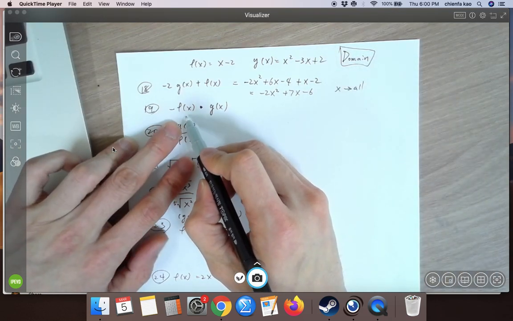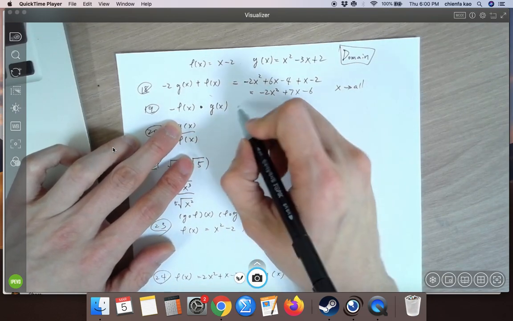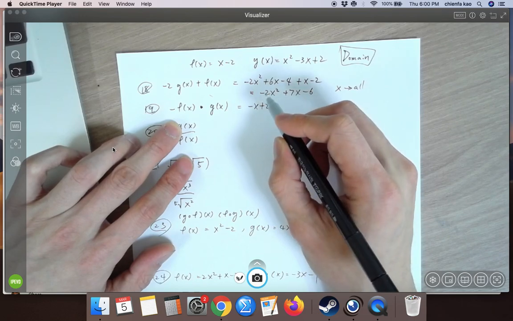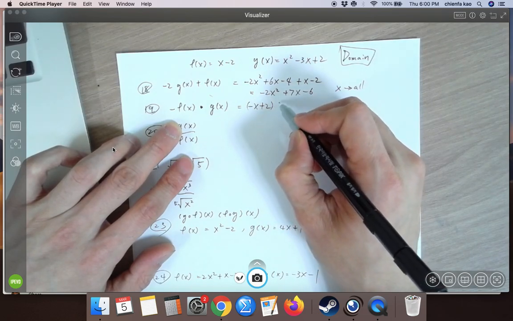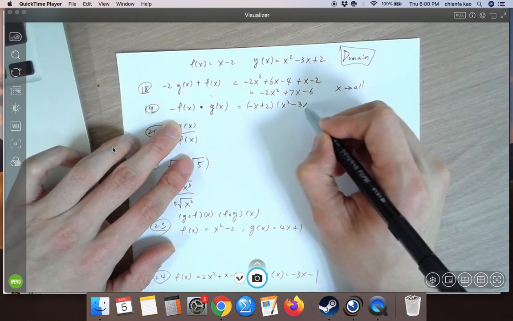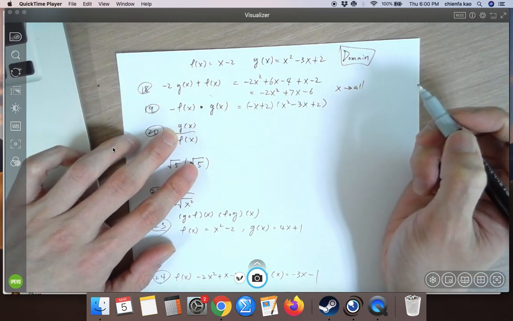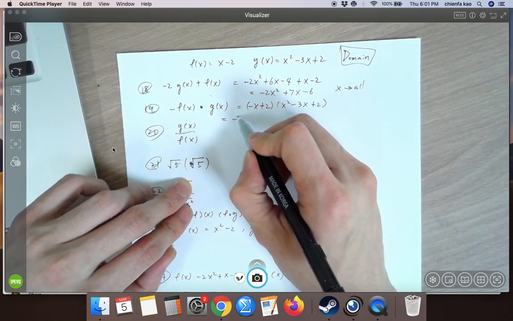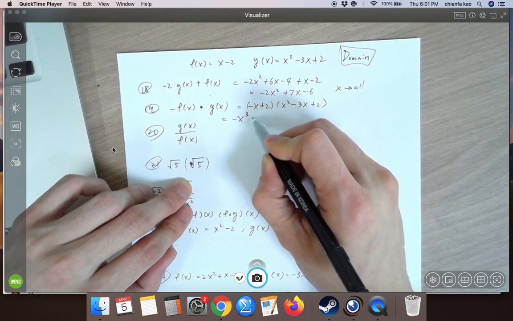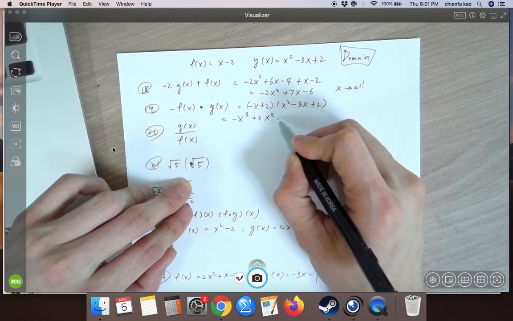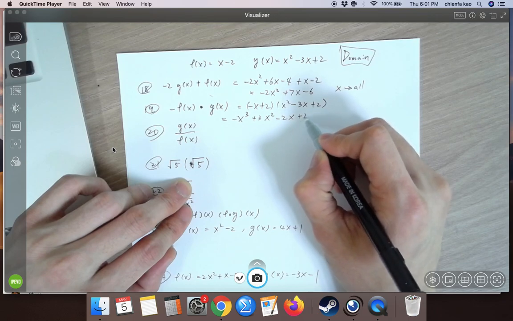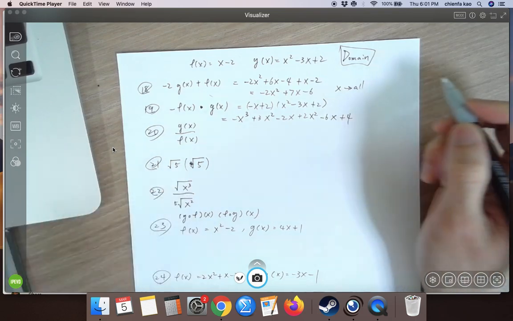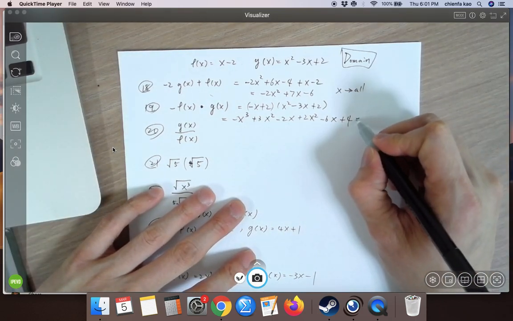All right, this one, negative. Ooh, this one's rough. Okay, distribute and all that good stuff. Let's do that. Finally combine it all.